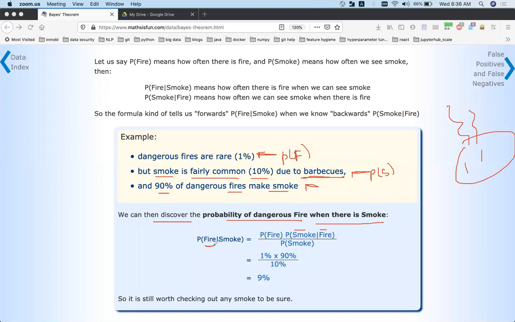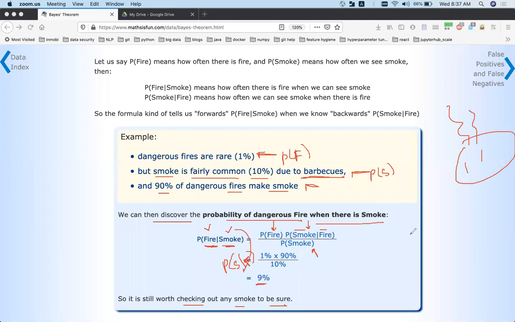So we are trying to figure out the probability of fire given smoke, right? What are the things you need to find this? You need P of fire, you need P of smoke, and you need P of smoke given fire. These are the three things we already know. If I substitute these in the Bayes theorem formula, I get 9%. So it is still worth checking out any smoke to be sure.